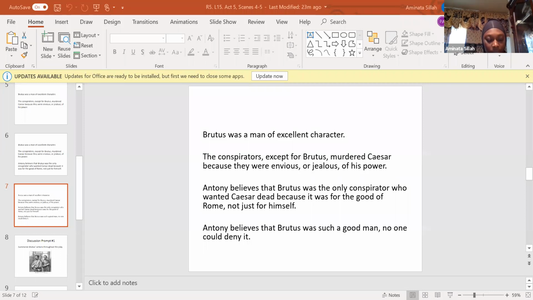So now that we have discussed Antony's last words about Brutus, we need to connect this speech to the theme of public good versus doing things for the private benefit.